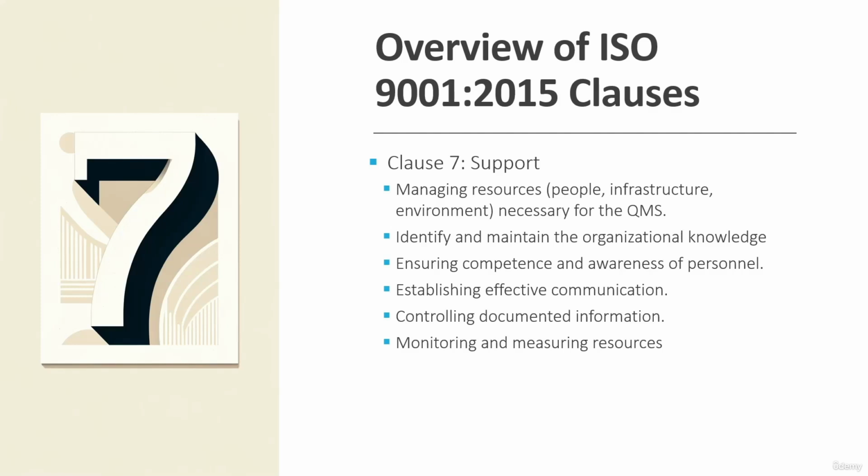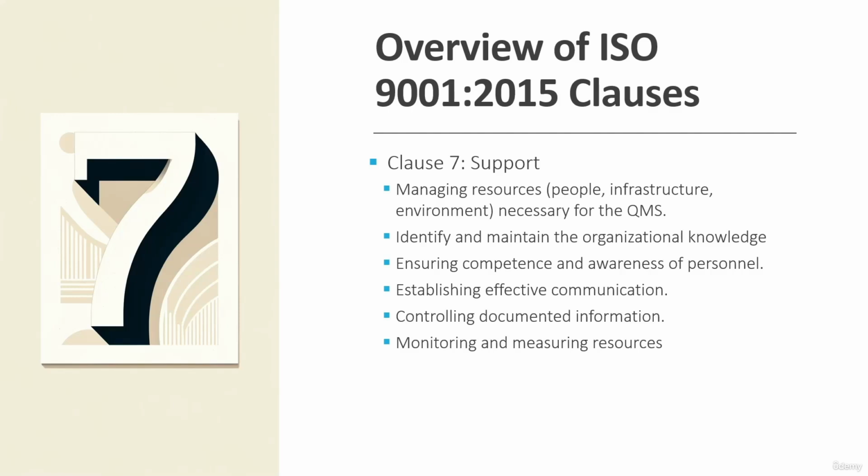Now, resources include people. So you need to have the right people with the right skills to do the job. You need to have infrastructure to do the job. So let's say if you're manufacturing something, you need to have machines, you need to have a factory, and then environment is another thing: you need to have the right environment to do the job. In terms of a factory, this might be the temperature, humidity.